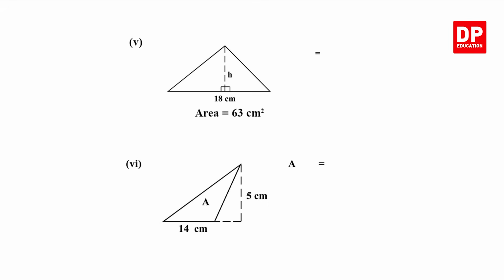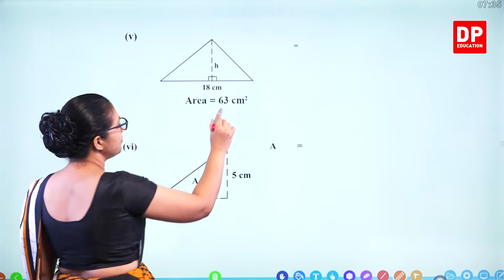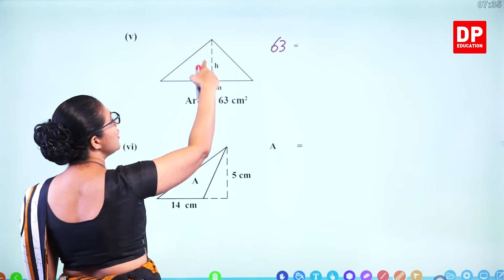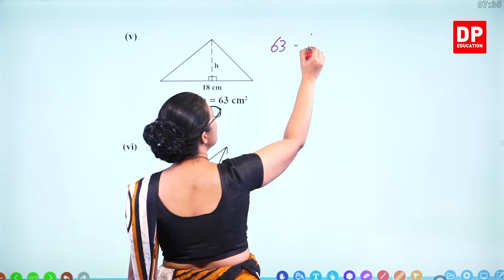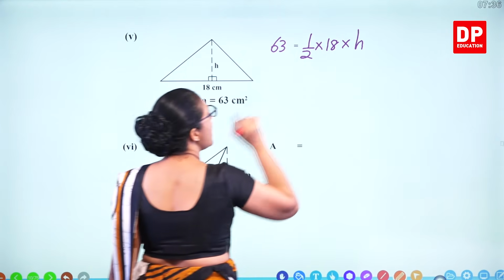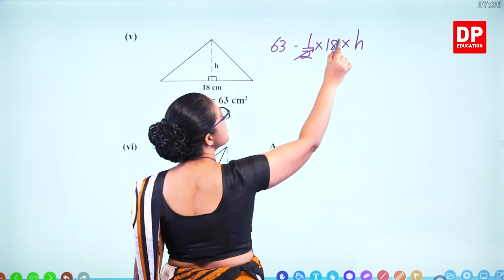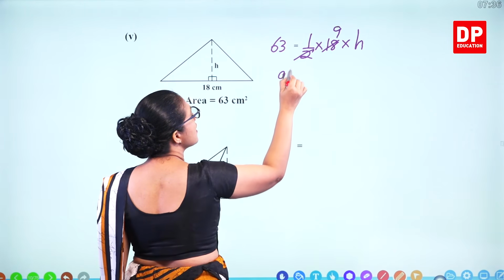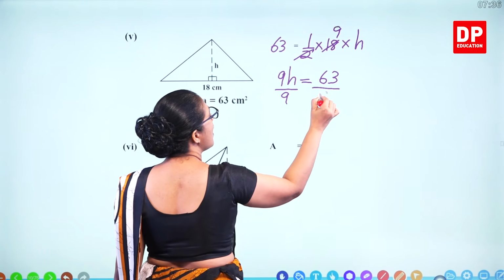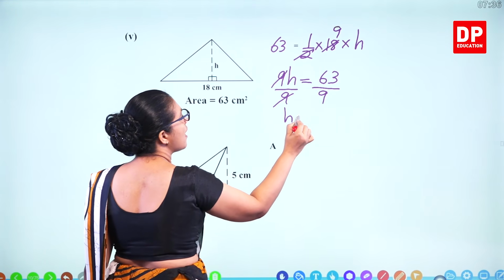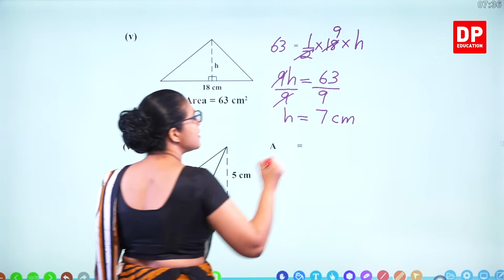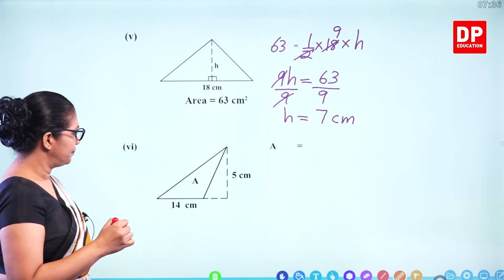Another triangle. The area is given 63. So how can you equate that? Perpendicular height you need to find. Half into base is 18 now. Perpendicular height is h. So 2 times 9. 9h equals 63. So how you find out h? Divide by 9. H becomes 9 times 7, 63. So 7 centimeters.